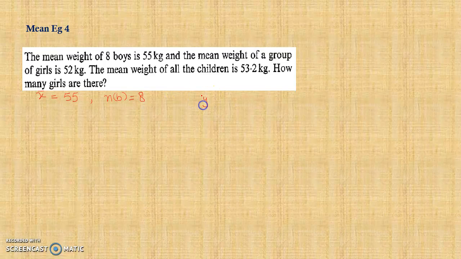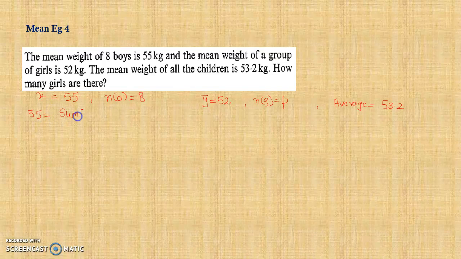And let me use y bar to denote the mean of all the girls' weight, which is 52. And I do not know the number of girls, so let me just presume that the number of girls is any variable, say p. I also know that the total average for the entire class equals 53.2.